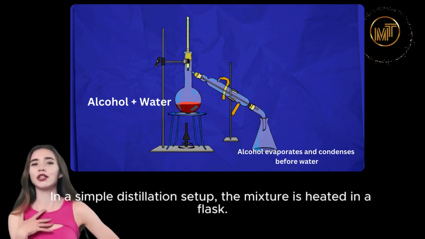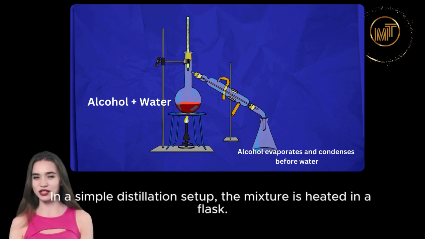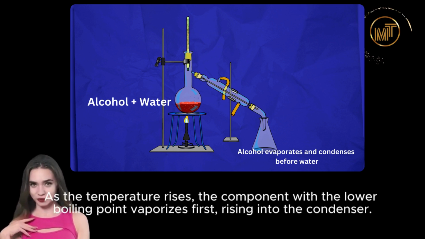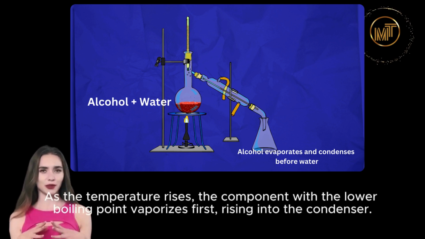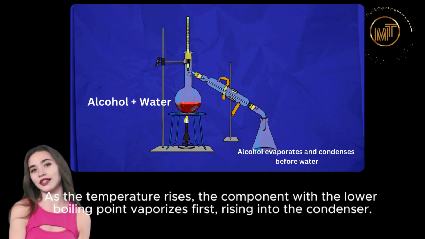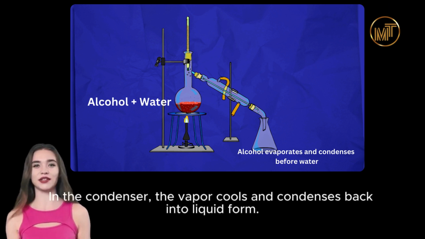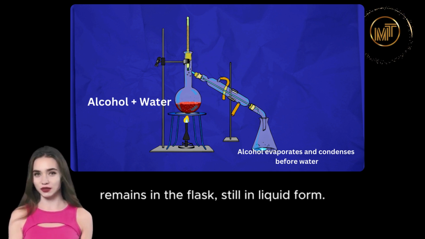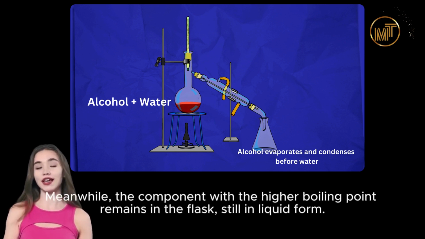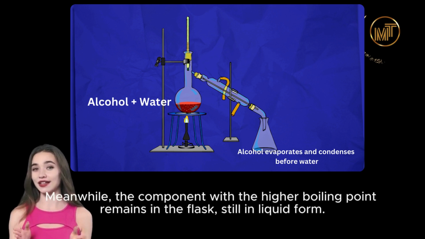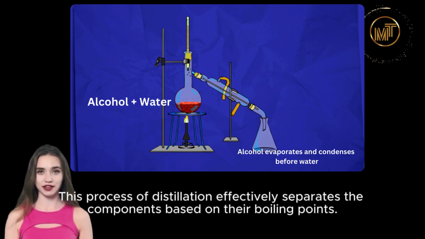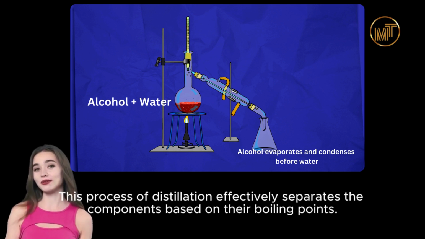In a simple distillation setup, the mixture is heated in a flask. As the temperature rises, the component with the lower boiling point vaporizes first, rising into the condenser. In the condenser, the vapor cools and condenses back into liquid form. Meanwhile, the component with the higher boiling point remains in the flask, still in liquid form. This process of distillation effectively separates the components based on their boiling points.